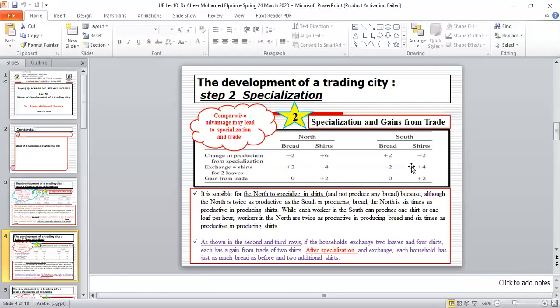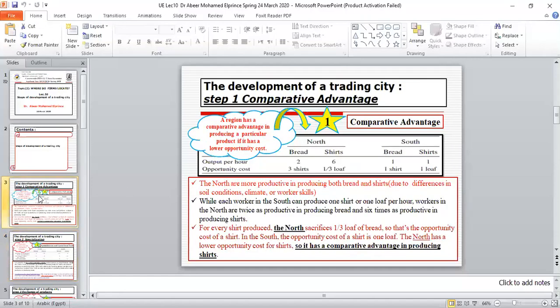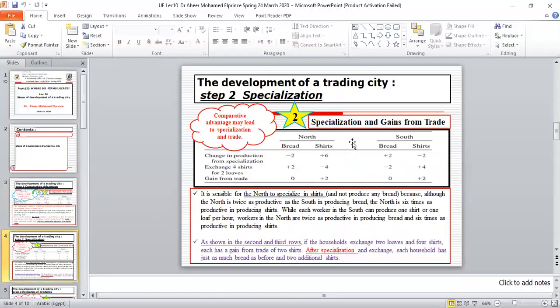In shirts, South produces 0 shirts and will take from North 4 shirts. So the net gain equals positive 2 shirts. So number 1, comparative advantage. Step 2, specialization and trade.